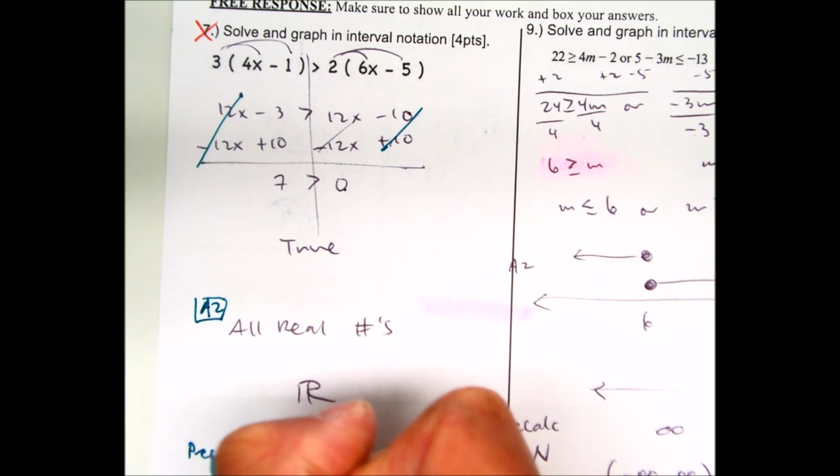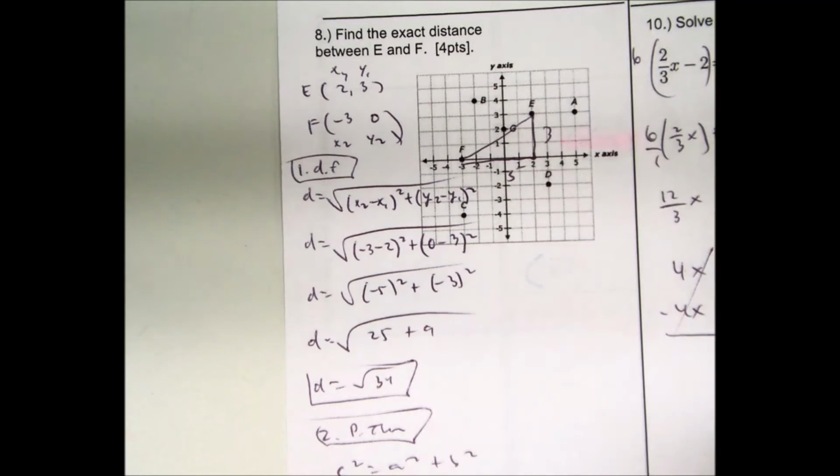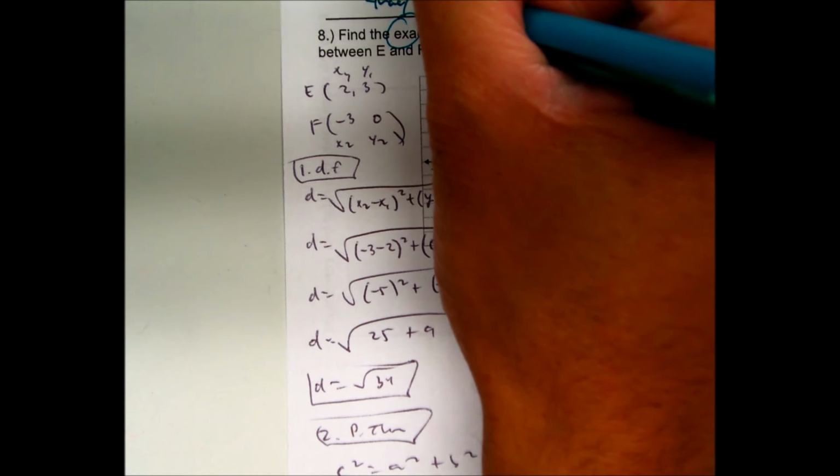And your pre-calc answer is infinite many solutions. Question number 8. Find the exact distance between E and F. Exact means a fraction or a square root. Rounding to a certain decimal place means you have a decimal.